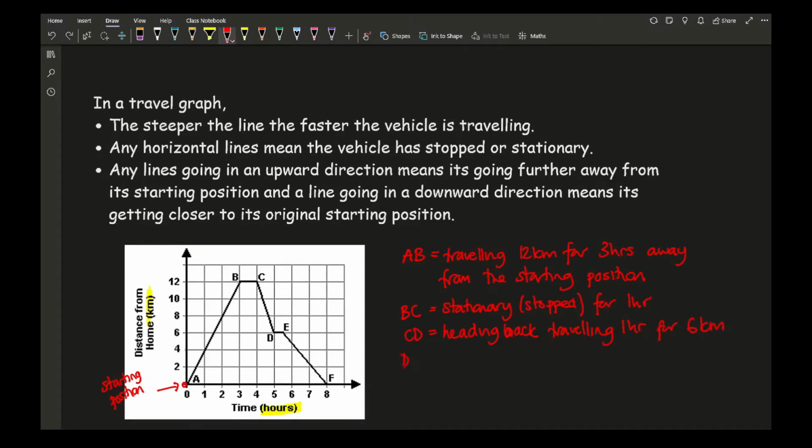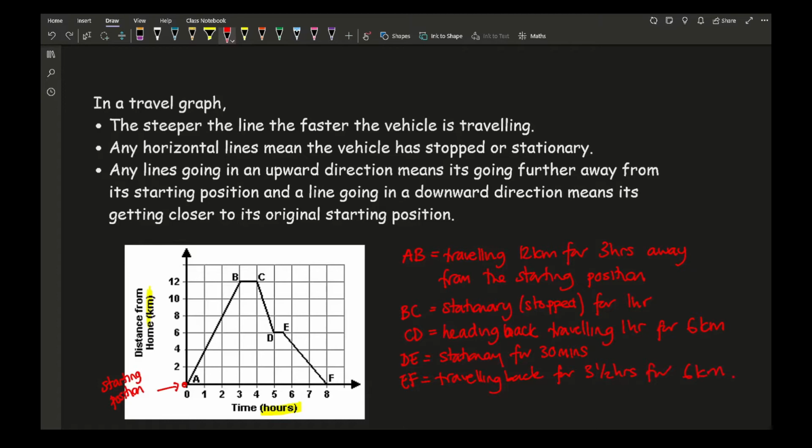And then D to E, again, we're stationary, for 30 minutes, because the reason why it's 30 minutes is because it's half a square. And then E to F is traveling back, which lasts another 3.5 hours, and the remaining distance is 6 kilometers.